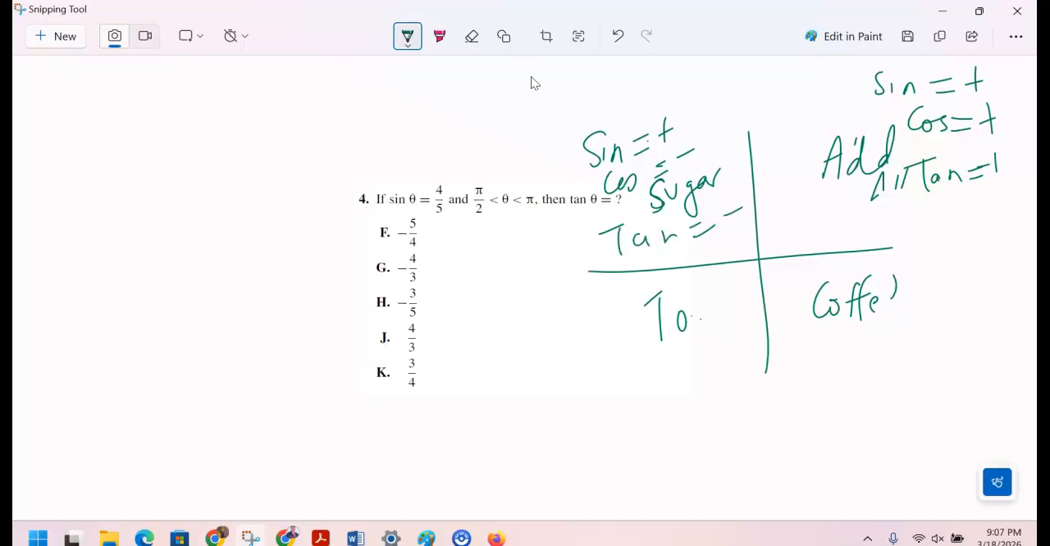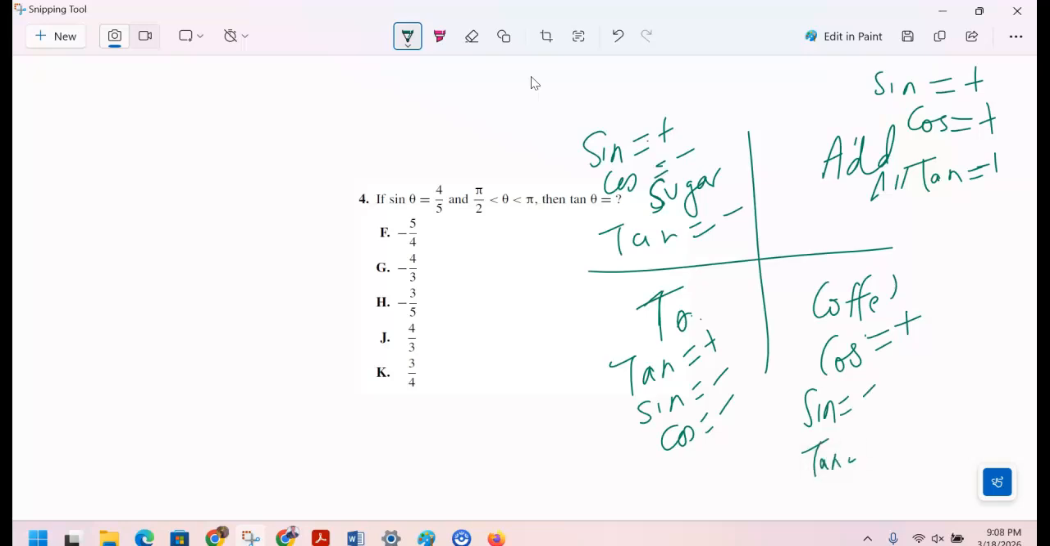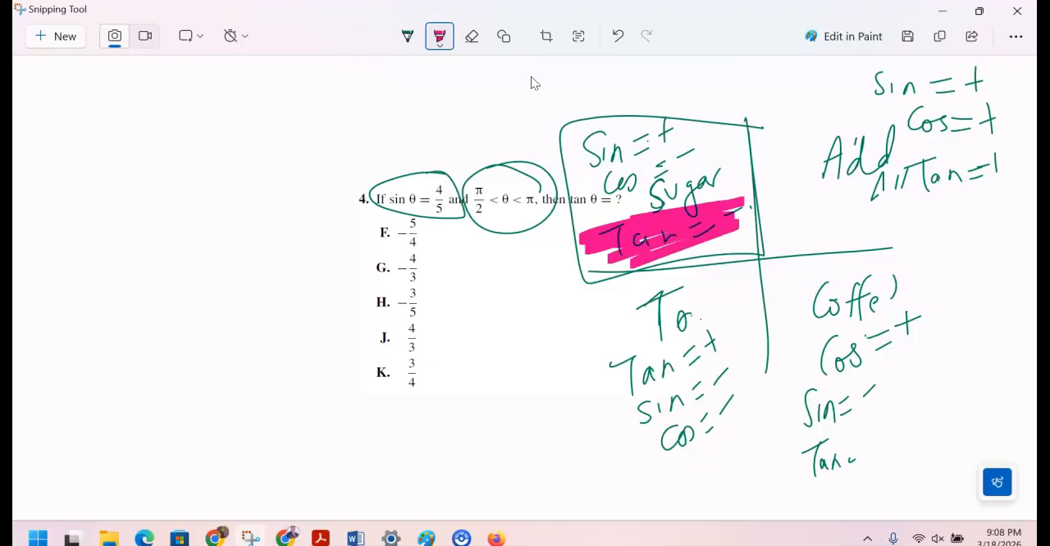In this case, T stands for tan. Tan is positive in the third quadrant, but sine is negative and cosine is negative. In the fourth quadrant, Coffee means cosine is positive, and sine is negative and tan is negative. I hope that helps. So the moment I gave you this in the second quadrant, tan has to be negative.